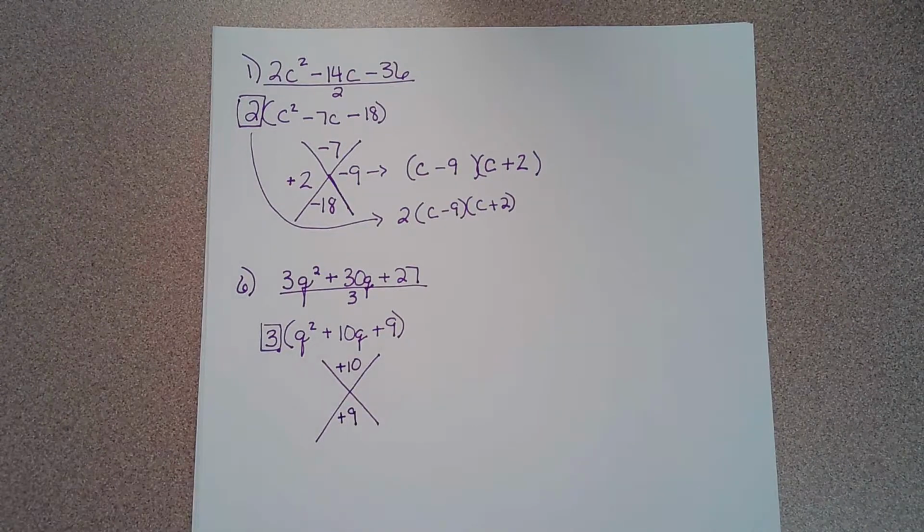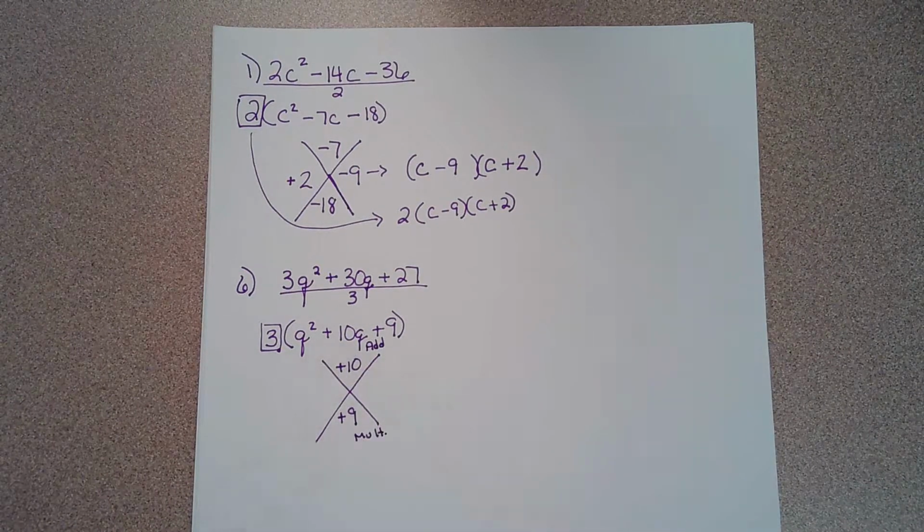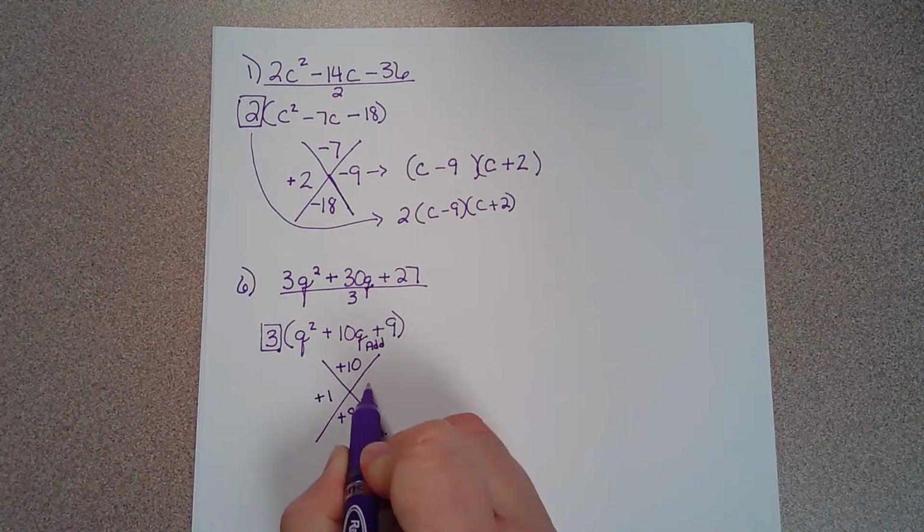All right, so now that we got our top and bottom filled out, remember it goes, what can I multiply and make 9, but then add and make 10? Remember, the word add goes up here, and multiply goes down here. So what two numbers do you come up with? What two numbers multiply and make 9, but then add and make 10? 1 and 9. Okay, so a positive 1 and a positive 9.